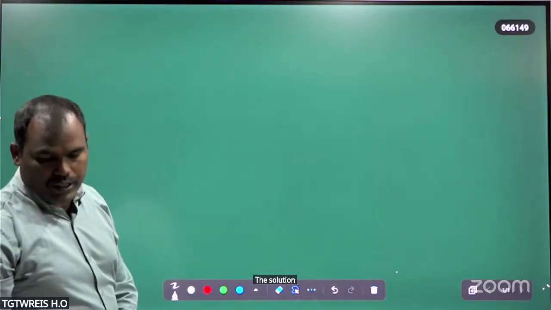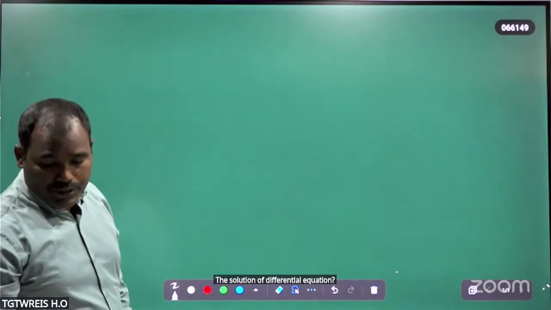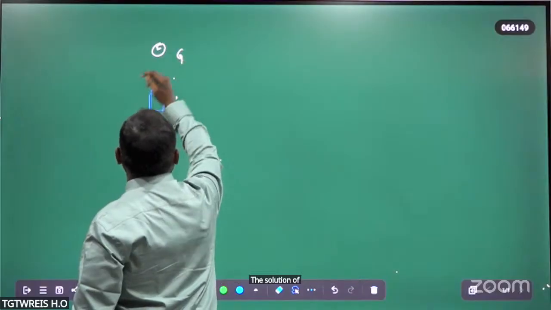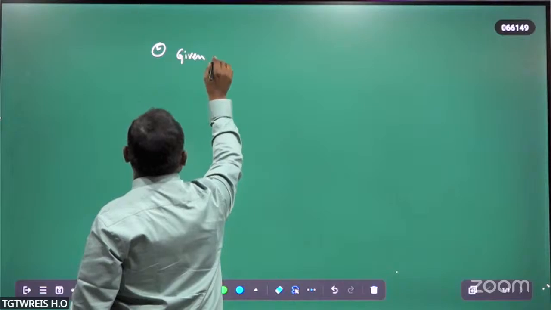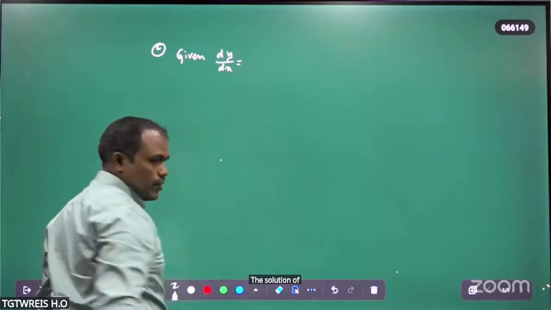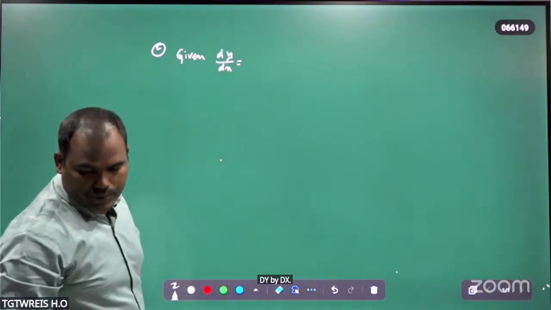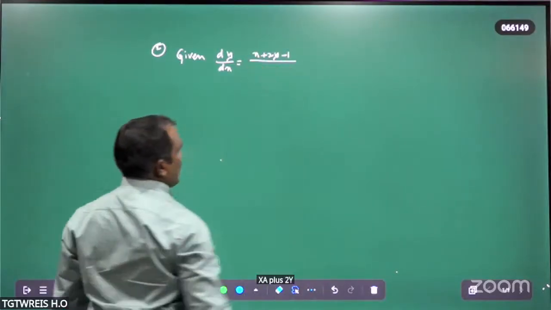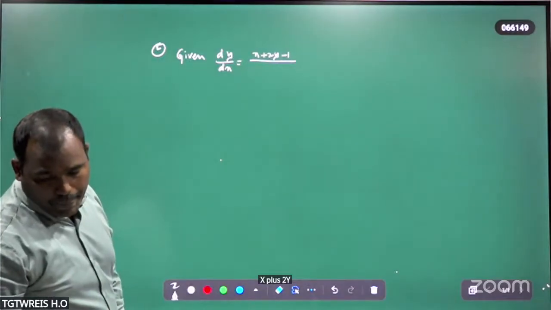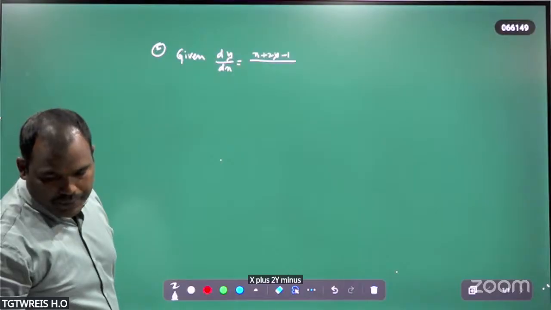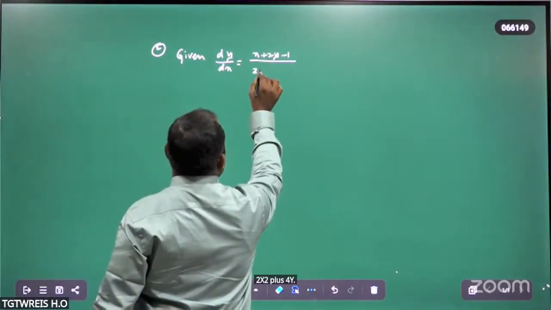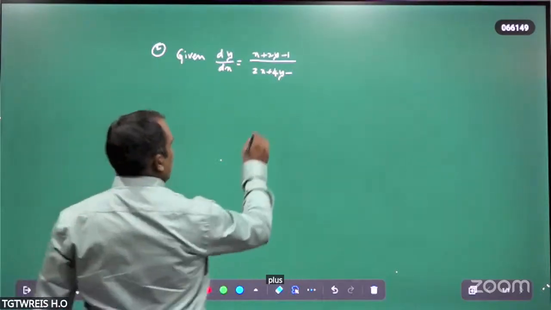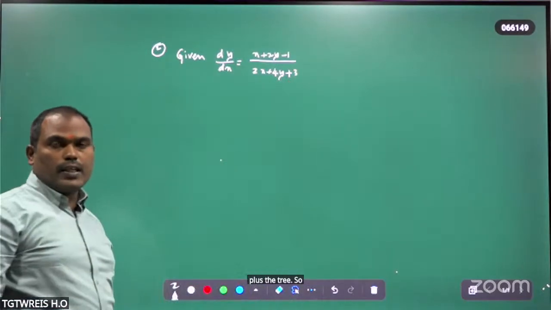The solution of differential equation dy by dx equal to (x + 2y - 1) by (2x + 4y + 3). So it is a non-homogeneous equation.